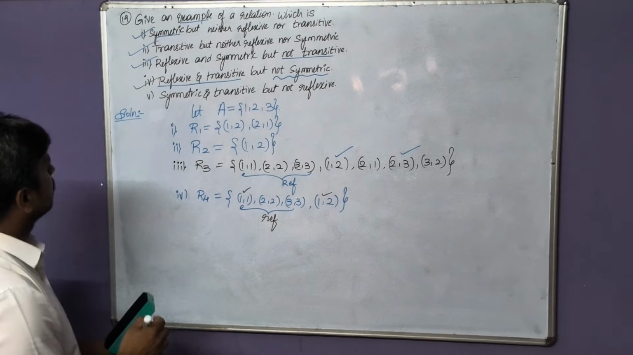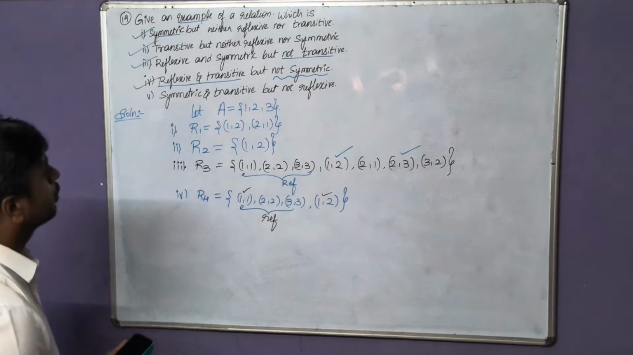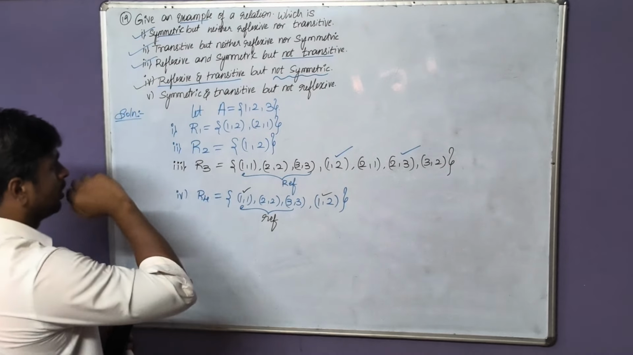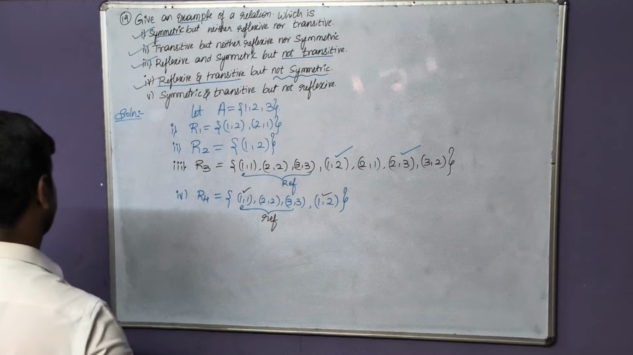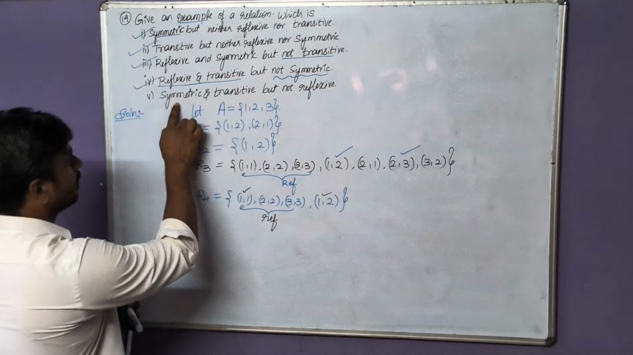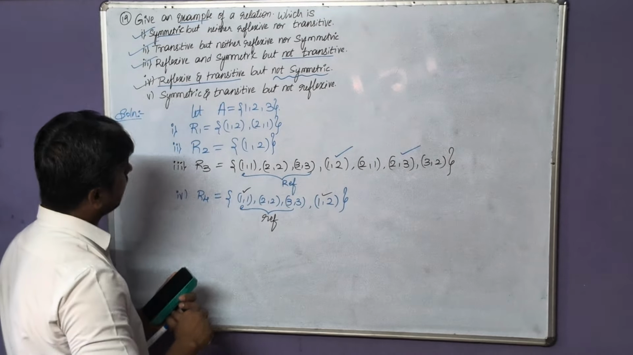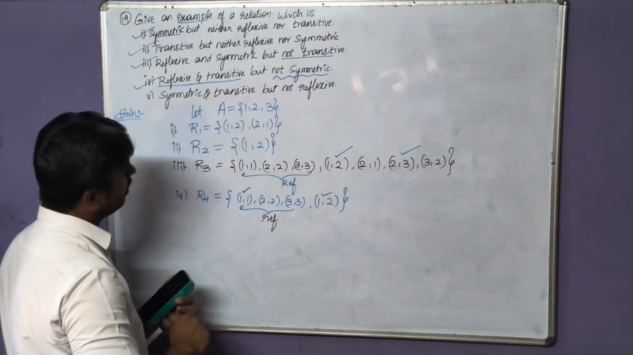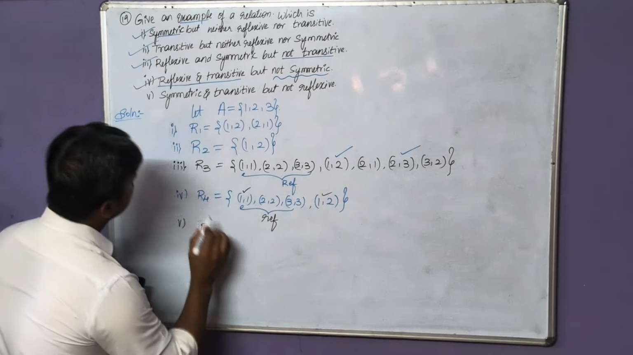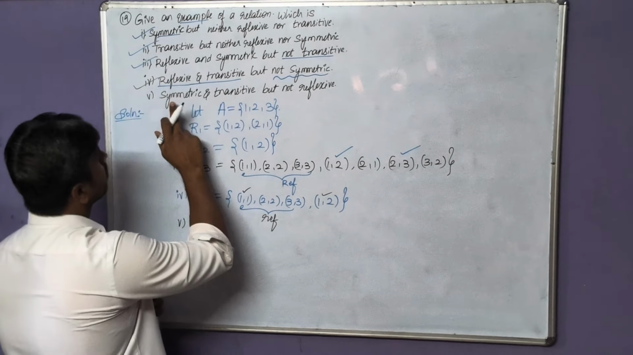Then the last example: we need to prove that the relation R is symmetric and transitive, but it should not be reflexive. Okay, let us write the relation R according to the given condition. This is the fifth sub question. I will say R5 is equal to, it should be symmetric and transitive.